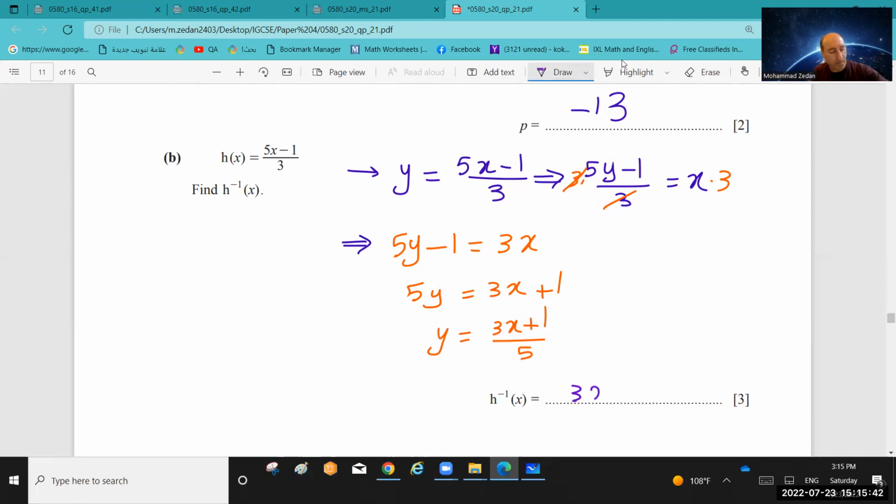3x plus 1 over 5. This is the inverse function.